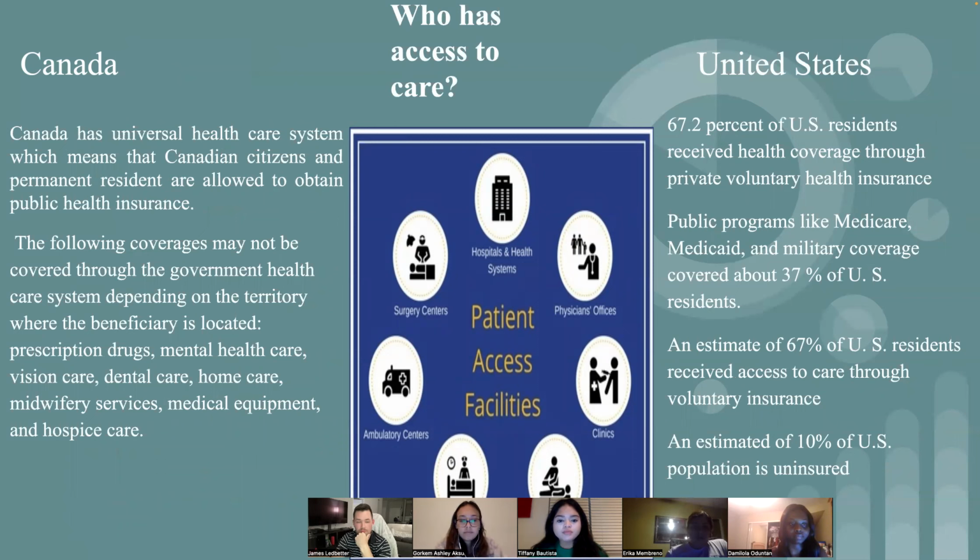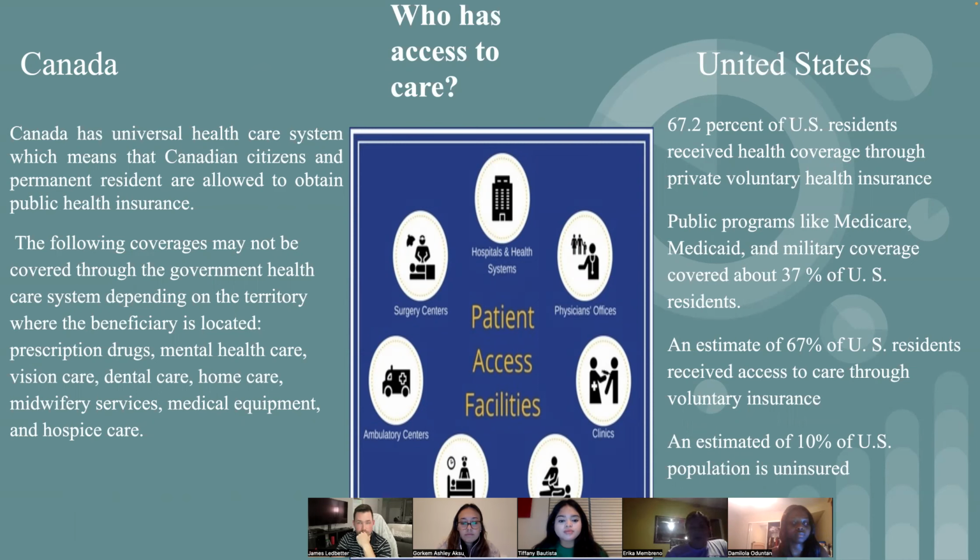I'm going to go over who has access to care. Canada has a universal healthcare system, which means that Canadian citizens and permanent residents are allowed to obtain public health insurance. The following may not be covered through the government healthcare system, depending on the territory where the beneficiary is located: prescription drugs, mental health care, vision care, dental care, medical equipment, or hospice care. A lot of times, Canadians select a secondary insurance to pay for this additional care.